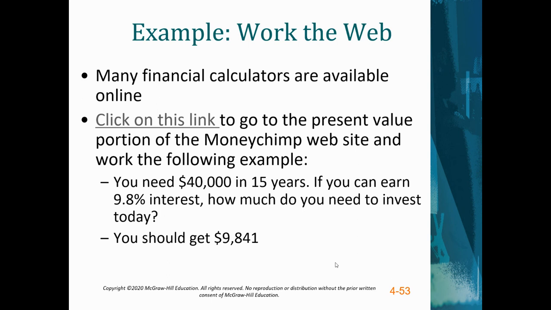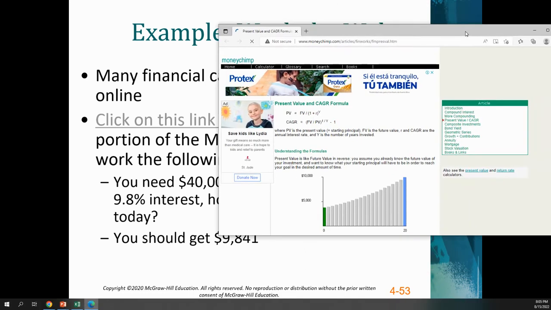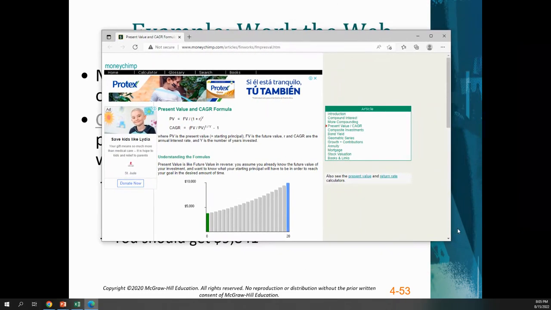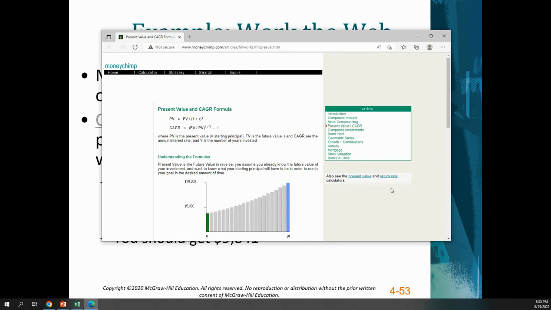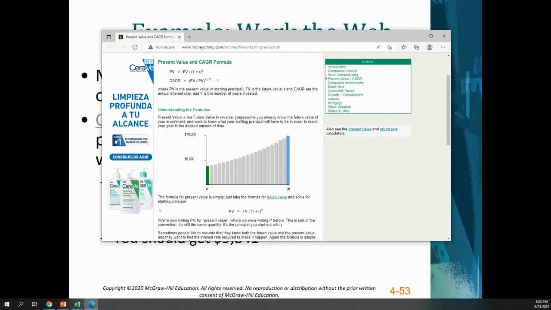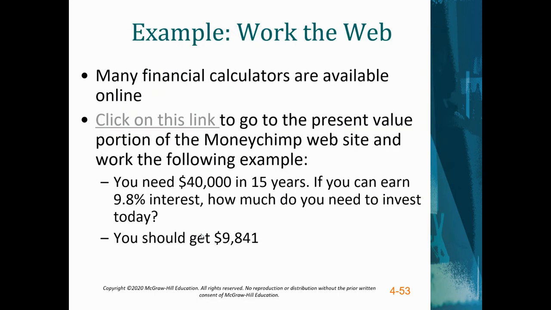Many financial calculators are available. Click on this link to go to the present value of money chunk. Right? I need $40,000 in 15 years. I can earn a 9.8 interest. How much do you need to invest? Now you can do this in money chunk, but we can do it with the calculator. Basically, what money chunk does is it gives you the formulas, and here we have the present value, right? The interest rate, the future value, the present value. Okay. Now we can do this.